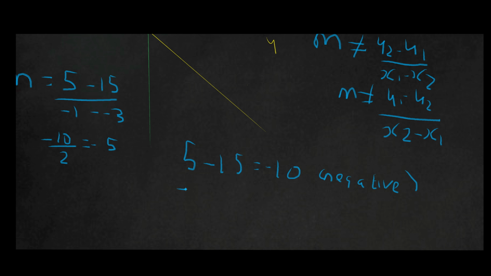The gradient is minus 5. We can now prove that a negative times a positive is a negative.